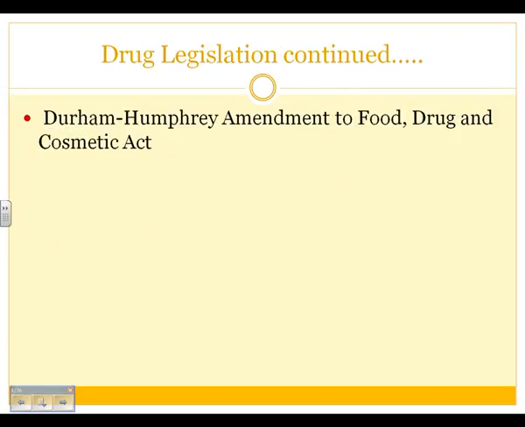All right, the Durham-Humphrey Amendment to the Food, Drug, and Cosmetic Act was established in 1952. I'm sorry, no, it is 62. I have it wrong on mine. All right, determine which drugs could be sold with or without a prescription. Also determine which drugs should not be refilled without a new prescription. So which drugs could be filled with or without a prescription, and which drugs would require a new prescription to get a refill.